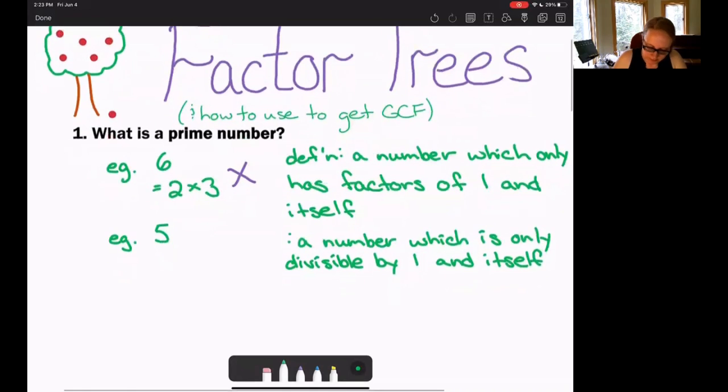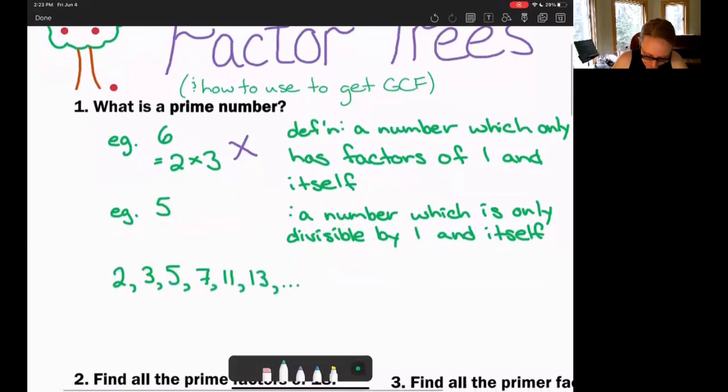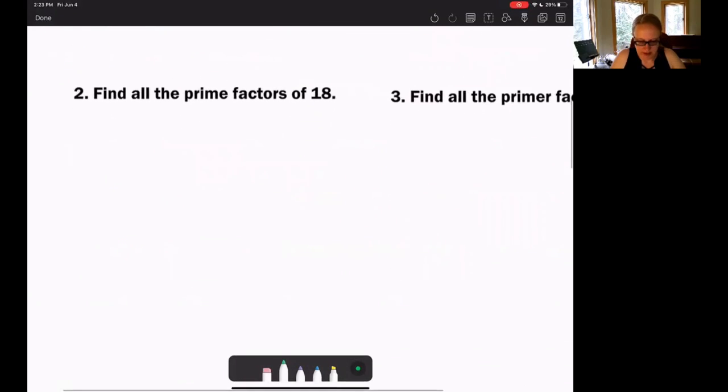So if you think about the set of prime numbers, 2 is actually a prime number, which is always kind of surprising to me because it's even, but the only numbers that you can multiply together to get 2 are 1 times 2. And so therefore it's prime. 3 is a prime number. 4 is not, because 2 is a factor of 4. 5 is, 7, 11, 13, and so on. So if you know those first few numbers, that will really help you with the factor trees. So let's take a look at a question like this.